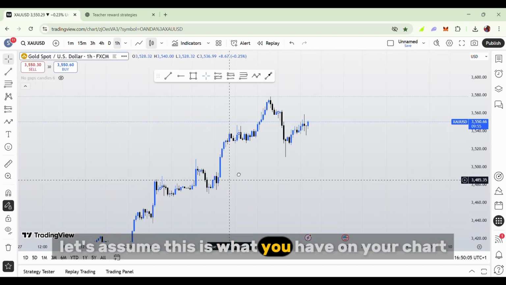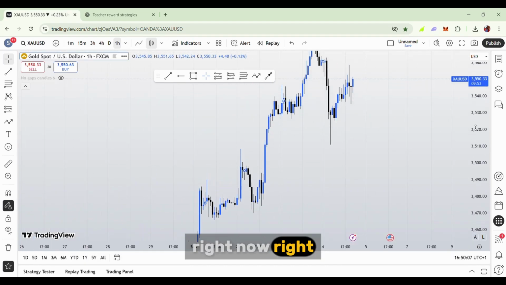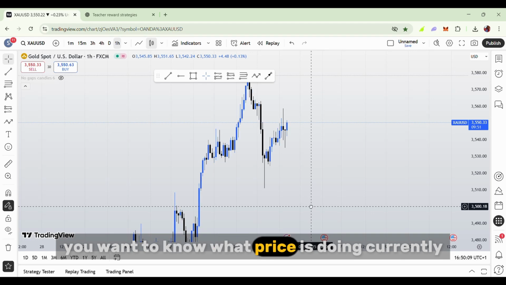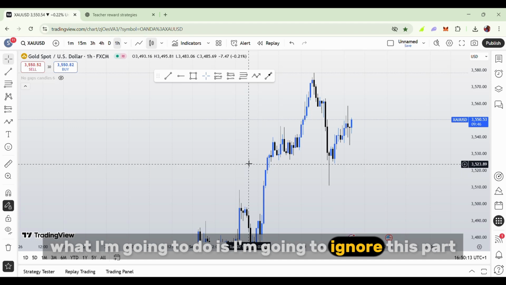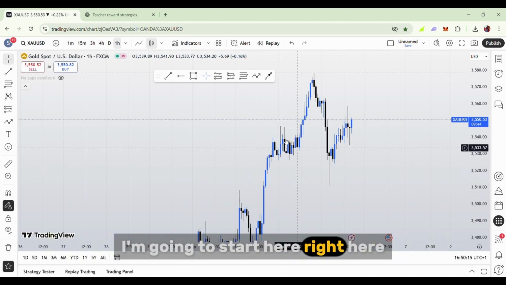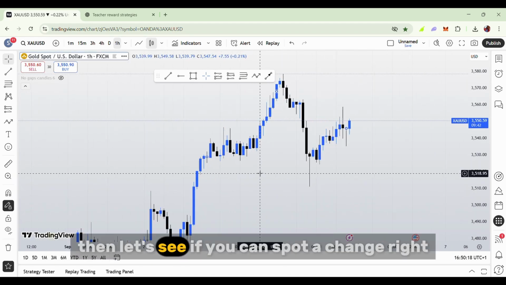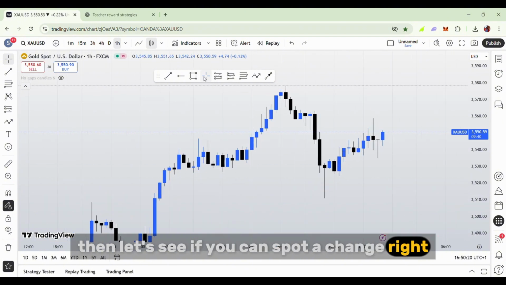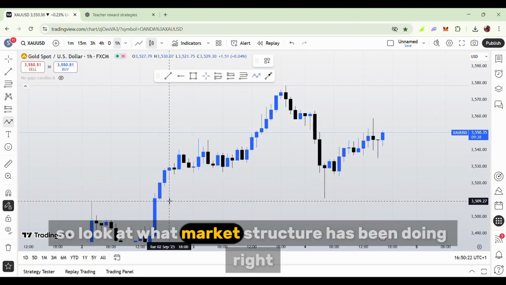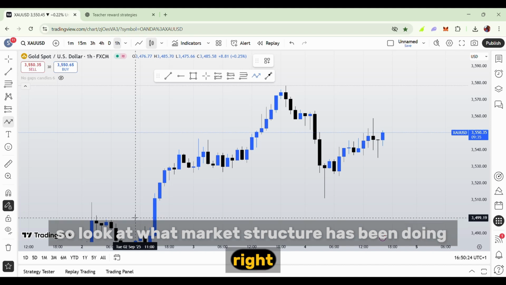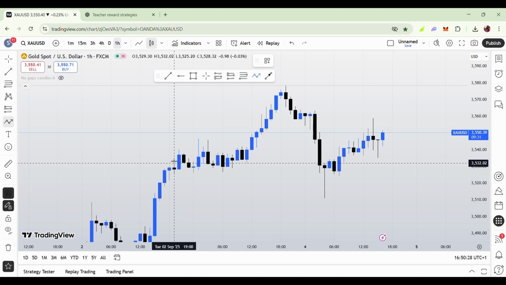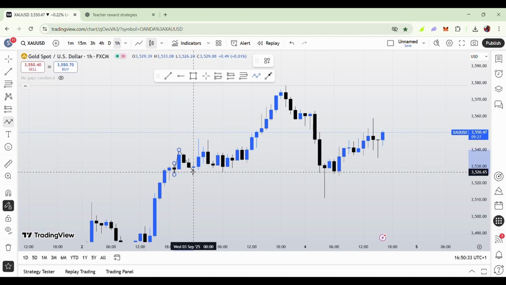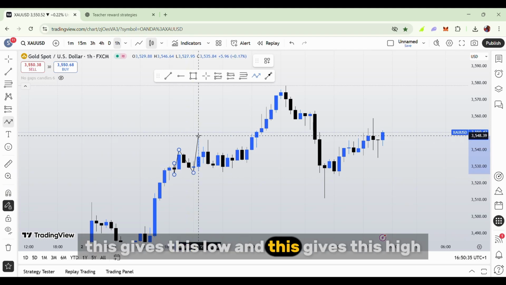Let's assume this is what you have on your chart right now. You want to know what price is doing currently. So I'm going to ignore this part and start right here. Then let's see if we can spot a change. Look at what market structure has been doing from here. So this gives this low and this gives this high.